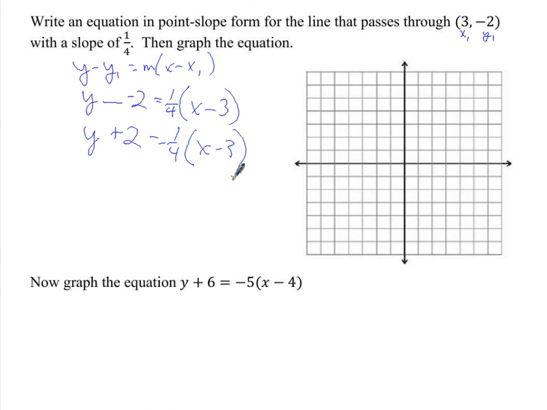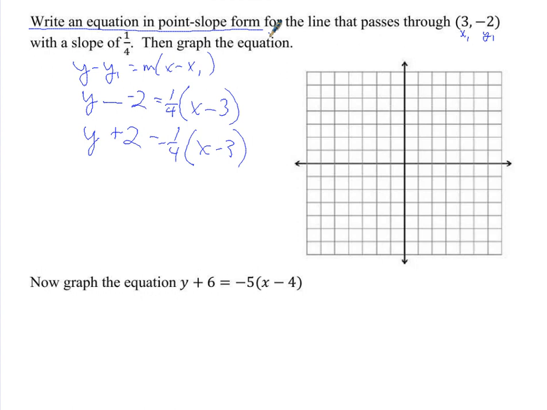They ask for the equation in point slope form. That's it. Later on in this section, we'll be asking you to put it back in slope-intercept form. But for right now, that's point slope form, so that's your answer. Then it says graph the equation, so we're going to graph it.